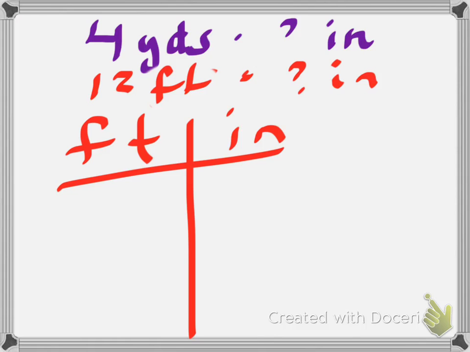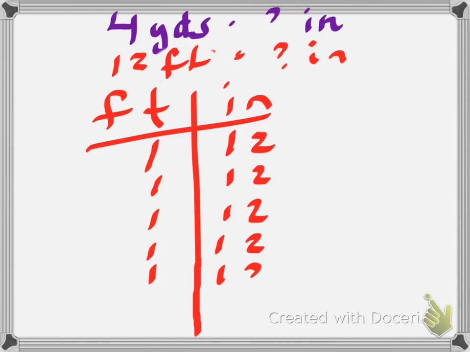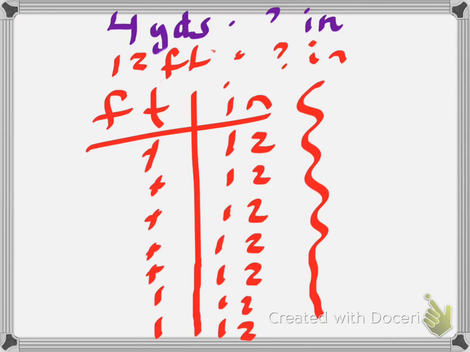So we have 1 foot equals 12 inches, another foot equals 12 inches, another foot equals 12 inches, another foot equals 12 inches, another foot equals 12 inches, so that's 1, 2, 3, 4, 5, another foot equals 12 inches, another foot equals 12 inches. Now I'm not finished there, I don't have enough room, so I'm going to do what we do in class, which is squiggle, squiggle, squiggle, and I'm going to keep going.